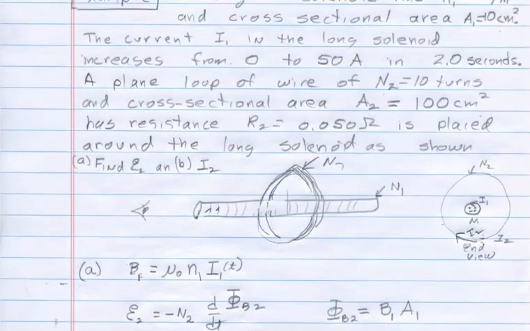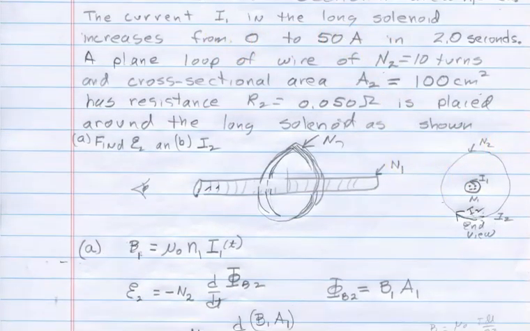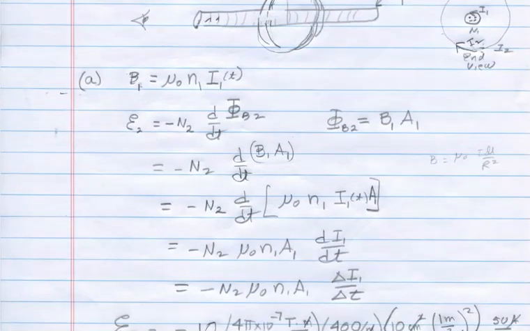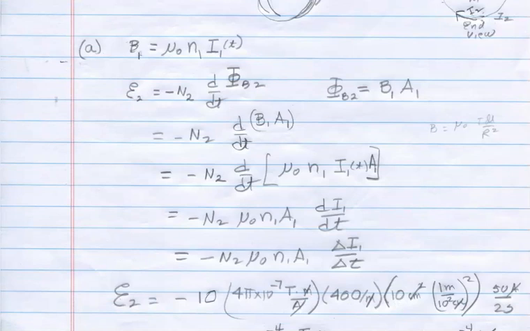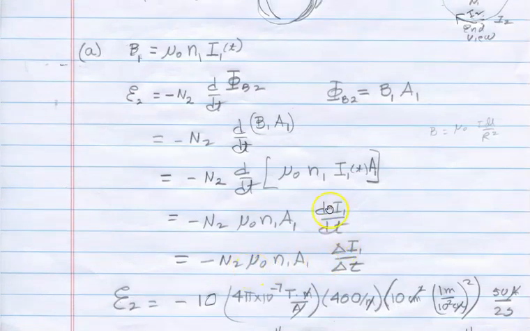And I know how that's changing. It's going from 0 to 50. So again, I don't worry too much about the direction of it. But to a good approximation, this dI/dt can be the change in the current I1 over the change in time. And now I've got everything. N2, that was just 10 turns. Mu naught is a fundamental constant, 4 pi times 10 to the minus 7 Tesla meter per amp. N1 was 400 per meter.